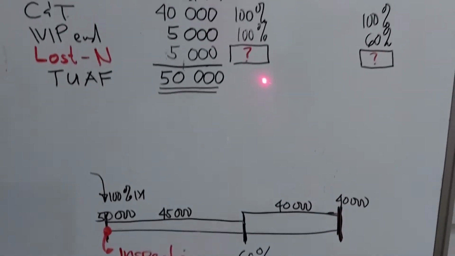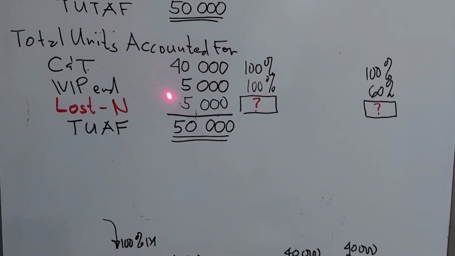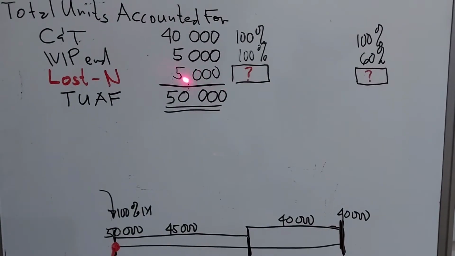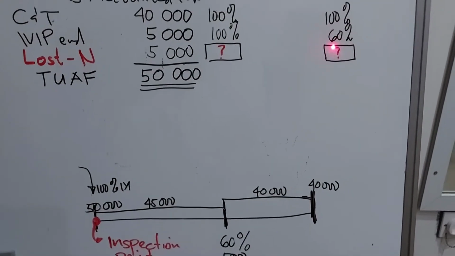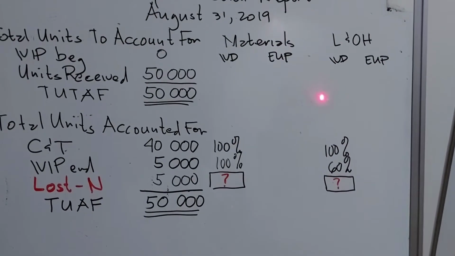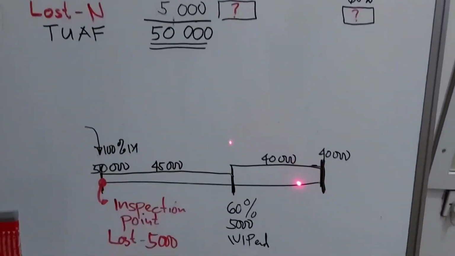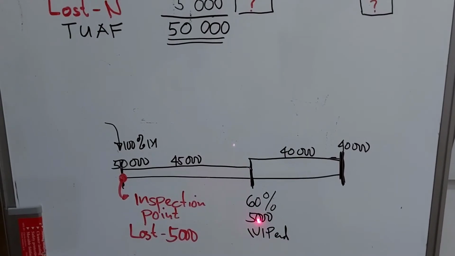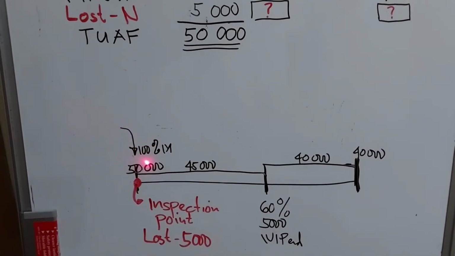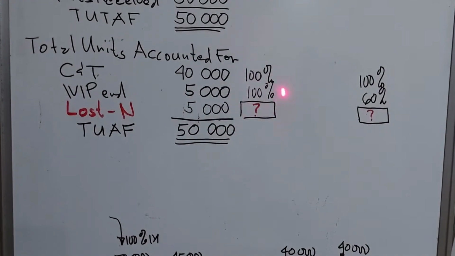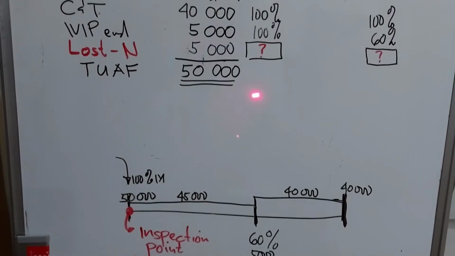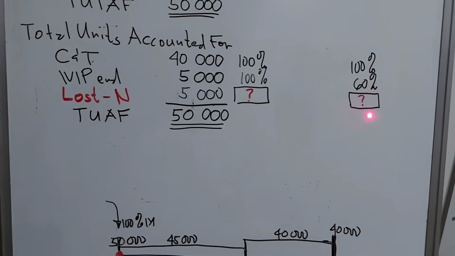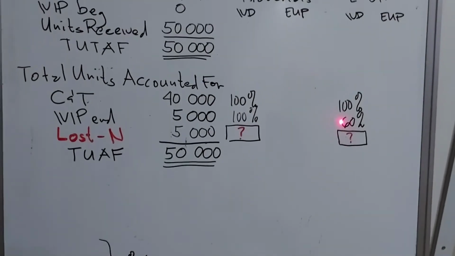Okay, so ito yon. Kasi 'di ba ang completed mo ay 40,000. Ito yon. 5,000 yung work in process ending natin, 5,000. 60% completed siya as to labor and overhead. Okay, so sa process, 60% siya complete. Okay, so ang addition ng materials ay at the beginning of the process. At the beginning of the process dito. Okay, so ang tanong, ilang percent si loss units dito sa labor and overhead?